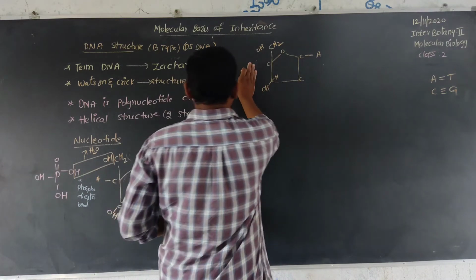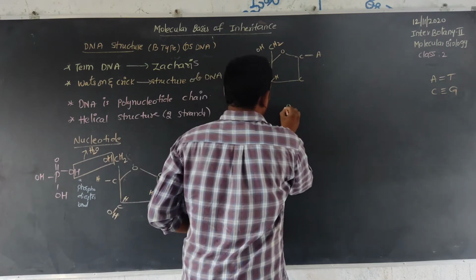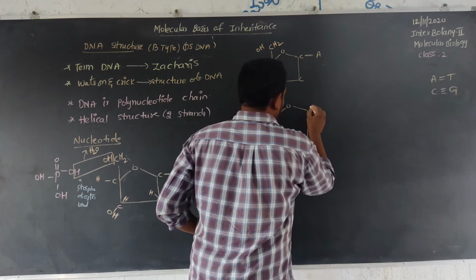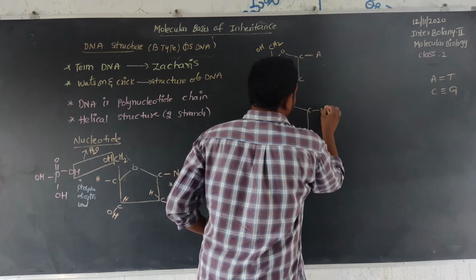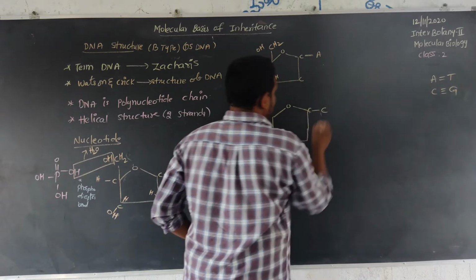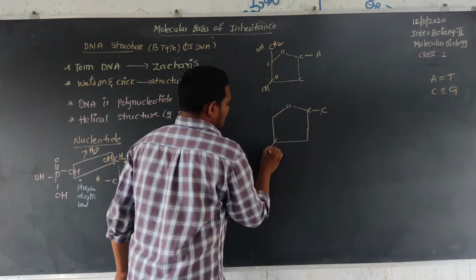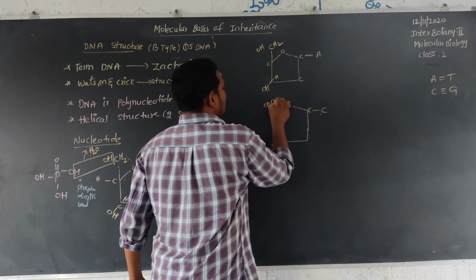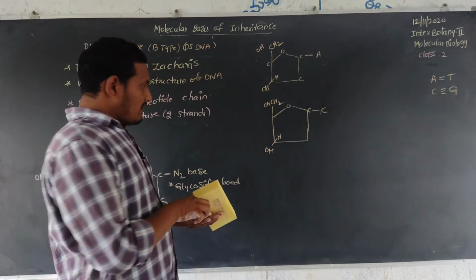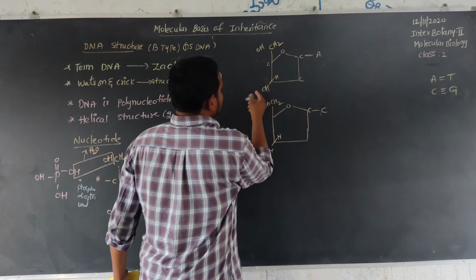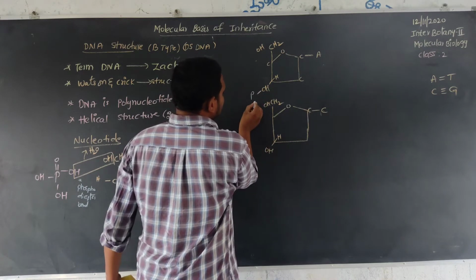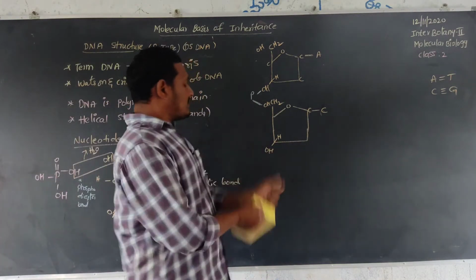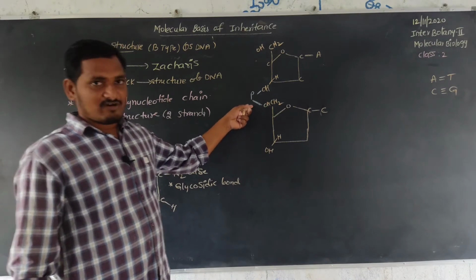Next, this is the next nucleotide. Carbon number 1 attaches with a nitrogen base. That nitrogen base is cytosine. Next, the third carbon contains a functional group, and the fifth one, that is CH2OH, is freely attached with the fifth carbon. Here this OH is connected with phosphoric acid, and it releases a water molecule by the process of phosphodiester bond formation.